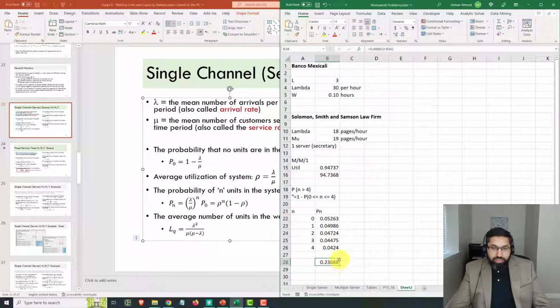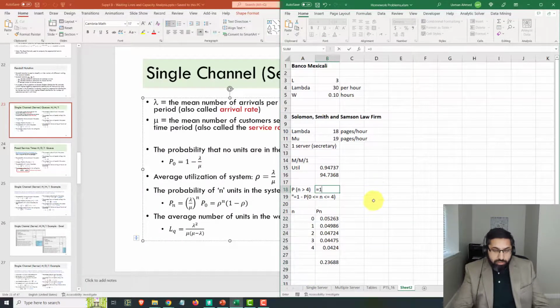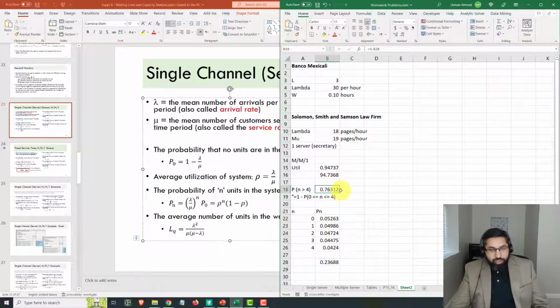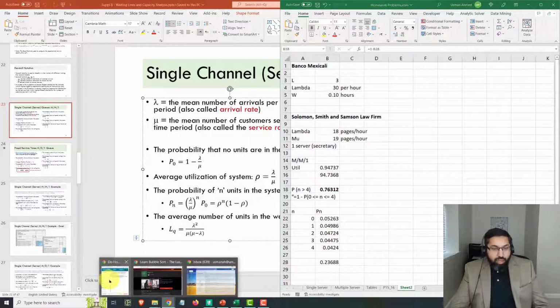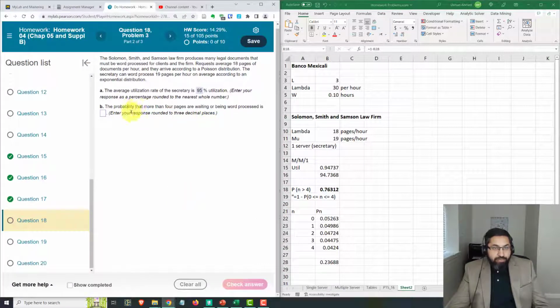That's 0.23688. We need 1 minus that, so the probability that more than 4 pages are in the system is 1 minus the probability of 0 to 4. That'll be 0.763, which is our answer, and we put it in. So notice there are no percentage signs. I've got to put it in as a probability and to 3 decimal places. So that will be 0.763.